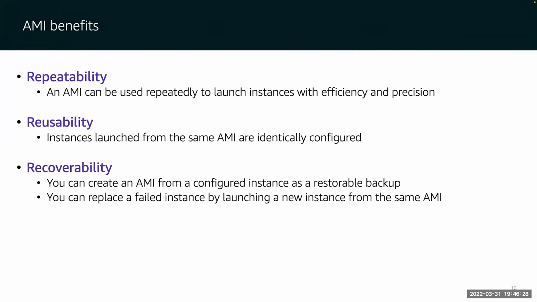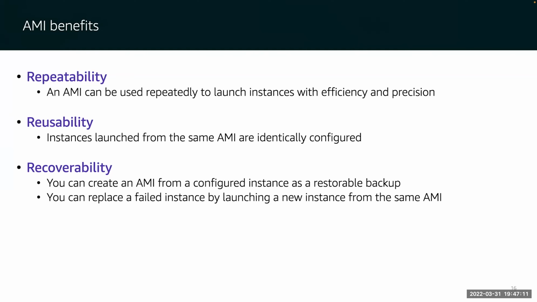AMIs enable us to repeat and recreate an instance from the same AMI. So you have the full configuration and the content of an EC2 instance all saved into that template. It can be used repeatedly to launch multiple instances with efficiency and precision. And this is very useful, guys, when you have a large fleet of EC2 instances that need to be deployed in production, in testing, and in dev environments as well. AMIs also promote reusability because instances that are launched from the same AMI are exact replicas of each other.